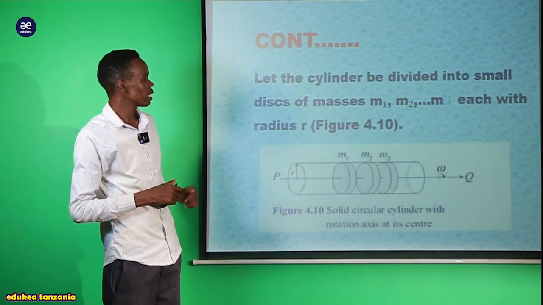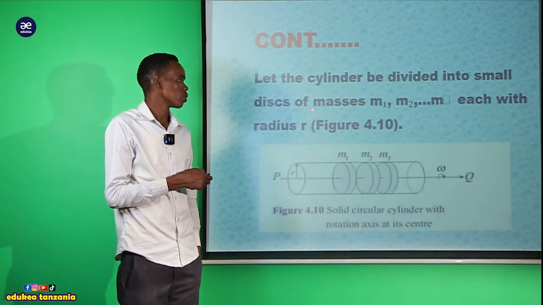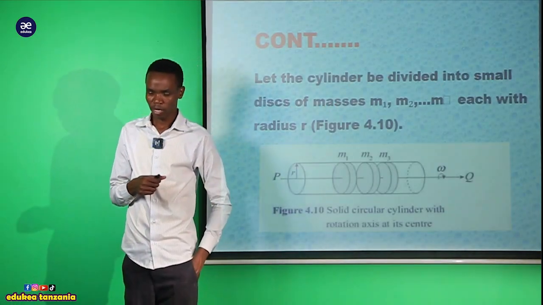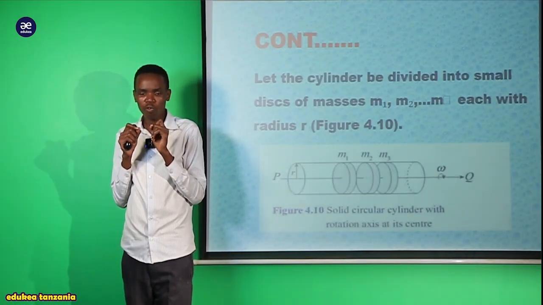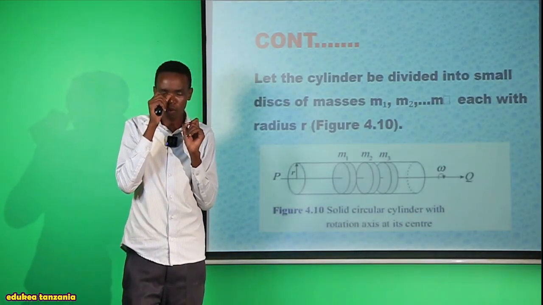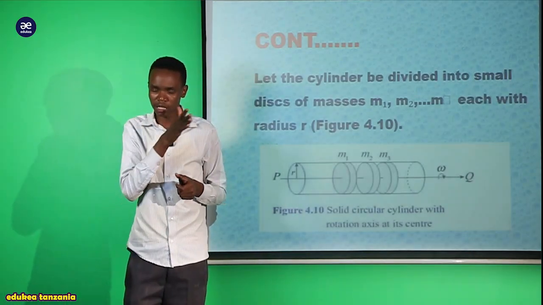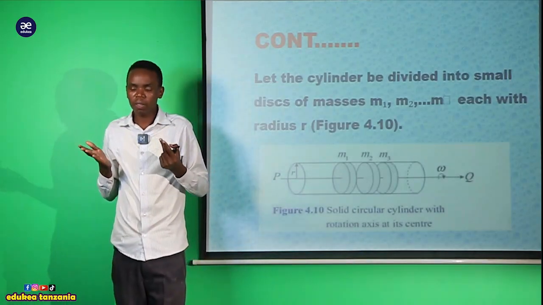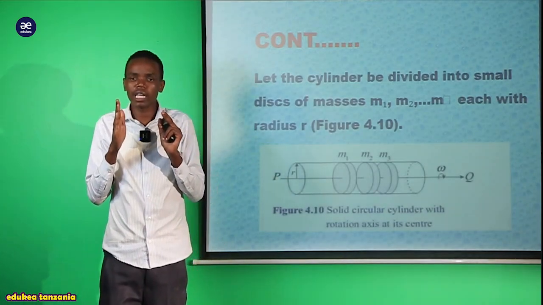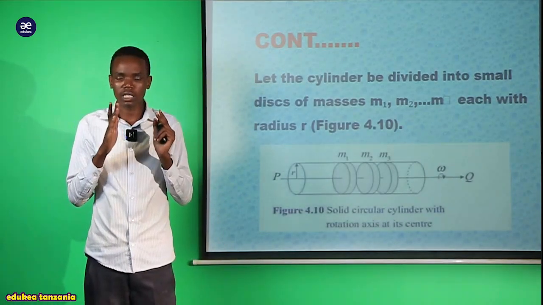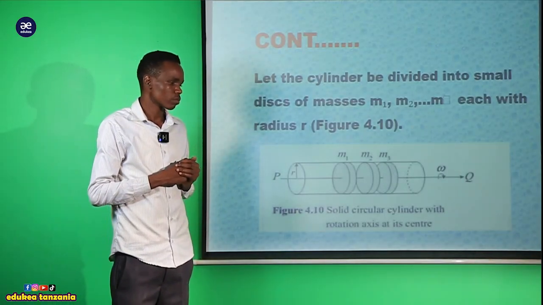Now, let the cylinder be divided into disks of masses. So, for the solid cylinder, we should look for the small disks. Now, we are going to look at some disks that are found inside the cylinder. We imagine that the cylinder is divided into several disks that we are going to see in our demonstration here.